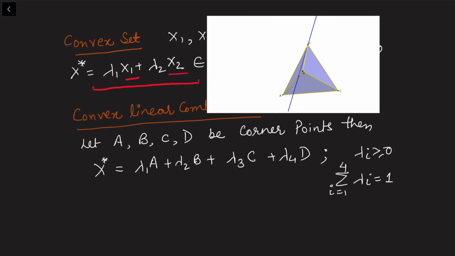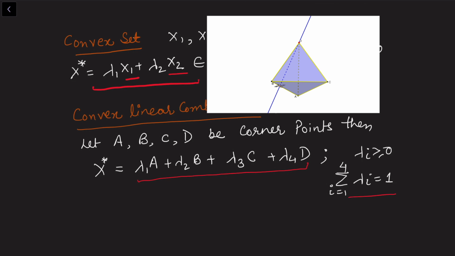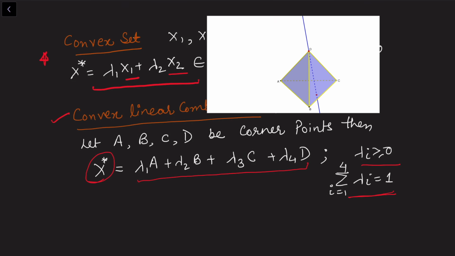Whereas if I now look at the corner points of the tetrahedron A, B, C, D, and take the linear combination of these 4 points with the summation of lambda i equal to 1 and lambda i greater than or equal to 0, I can write all x star which are in the tetrahedron, inside or on the boundary or on the edges of the tetrahedron. So this is the benefit of the convex linear combination: it depicts all the points which we cannot find from the convex set definition.